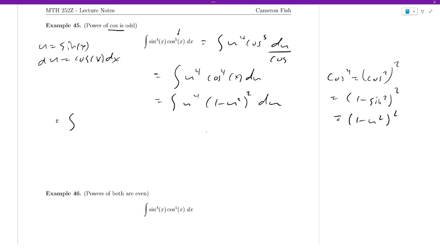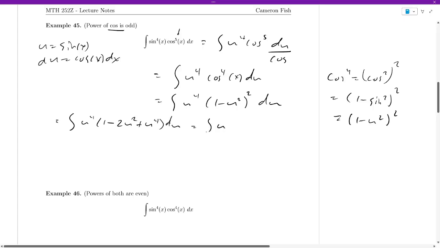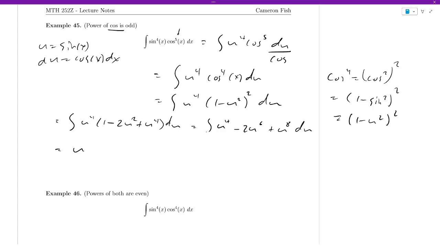We just have to multiply everything out. Let's keep u to the 4. Let's FOIL this. It's going to be 1 minus 2u squared plus u to the 4. And then we keep distributing u to the 4 minus 2u to the 6 plus u to the 8. Yeah, there's some big exponents, but it's totally fine because we can just power rule each of these, right? u to the 5 over 5 minus 2u to the 7 over 7, just plus 1ing these, plus u to the 9 over 9. And then for the final answer, we just plug the sine back in.